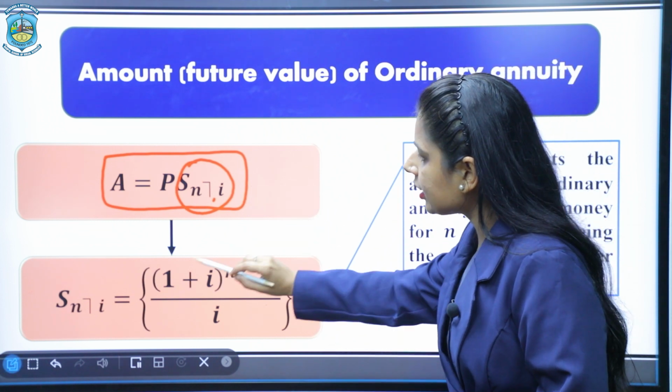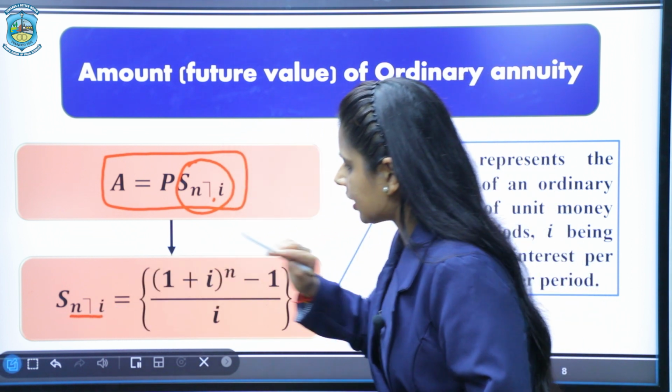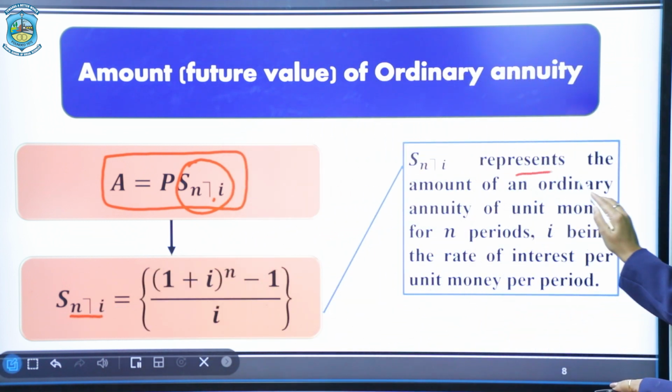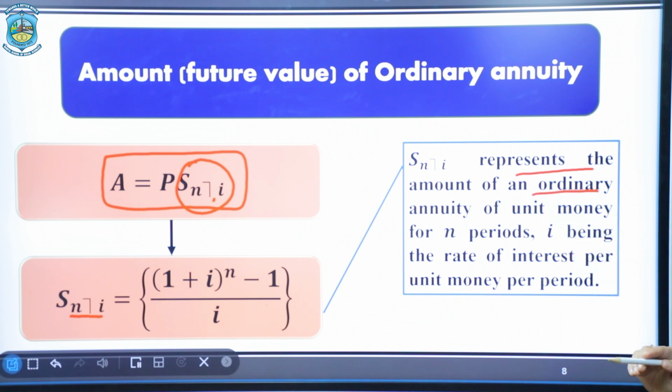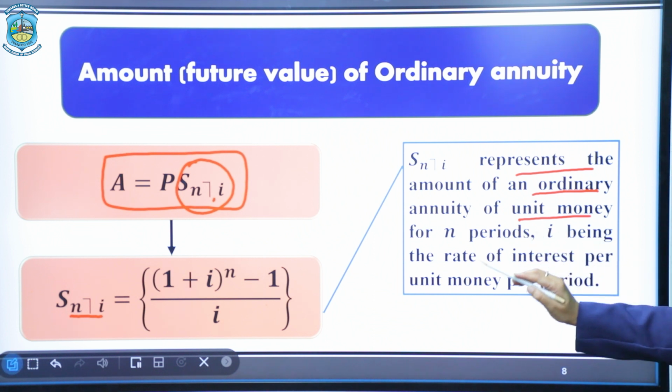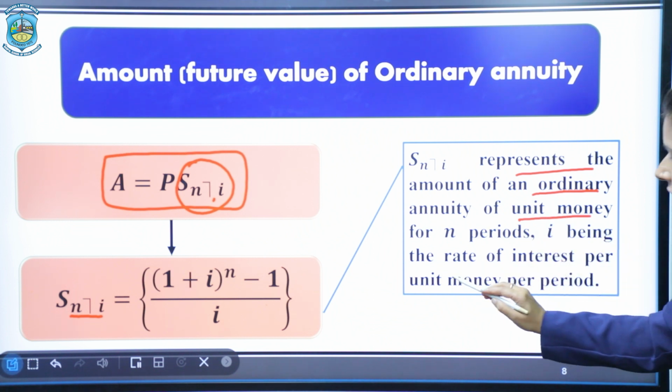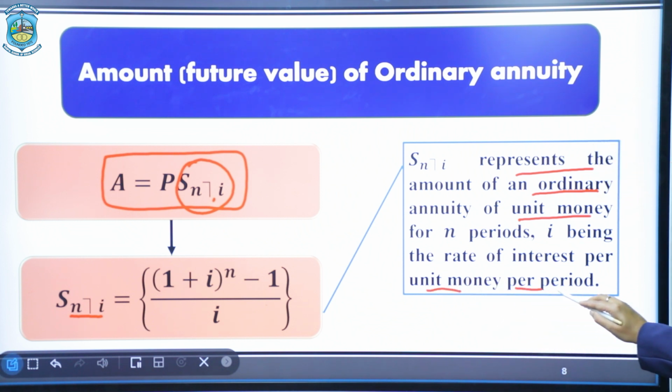Now, this quantity S angle n at i represents the amount of an ordinary annuity of unit money for n periods, and this i being the rate of interest per unit money per period.